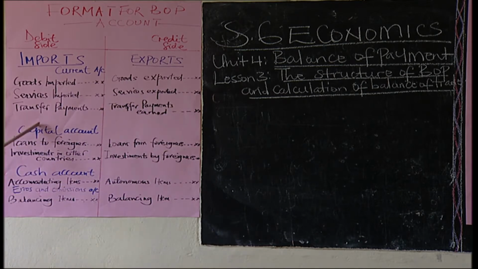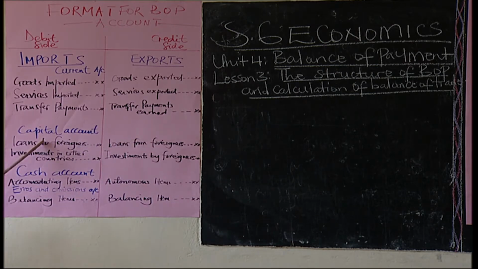Then we also have the transfer payments on the current account, because we said transfer payments are the amount of money received when you have not rendered a service. Examples are donations and gifts. If a country receives a donation from another country, this will be recorded on the transfer payments account. When we give out a donation to other countries, this will also be recorded on the transfer payments account.